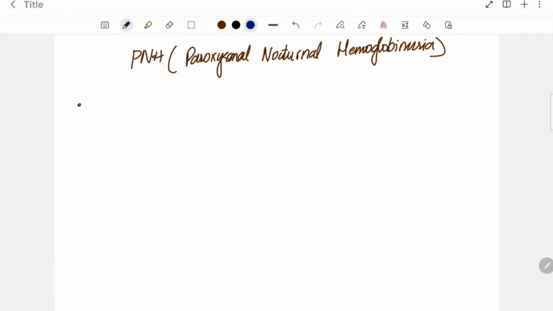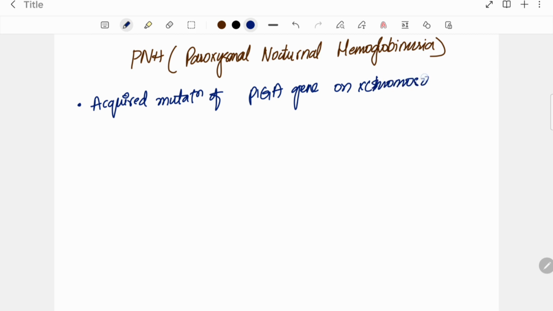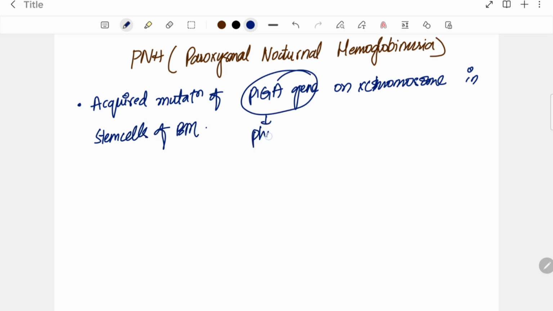Nocturnal hemoglobinuria. It occurs due to the acquired mutation of the PIGA gene, which is present on the X chromosome in the stem cells of bone marrow. So what is the PIGA gene? PIGA gene, it is a phosphatidylinositol glycan A.